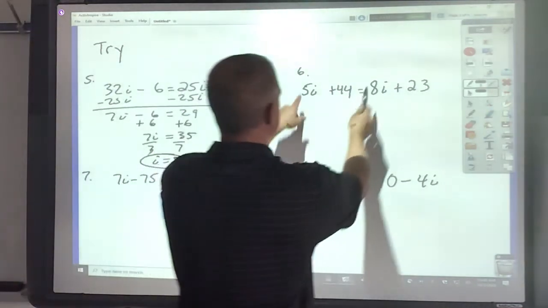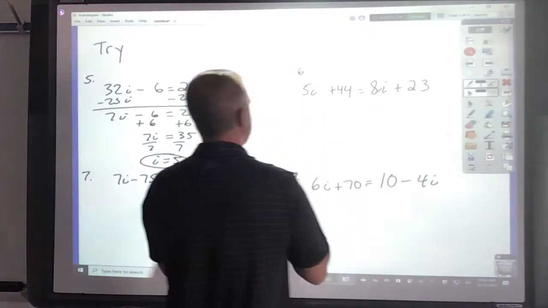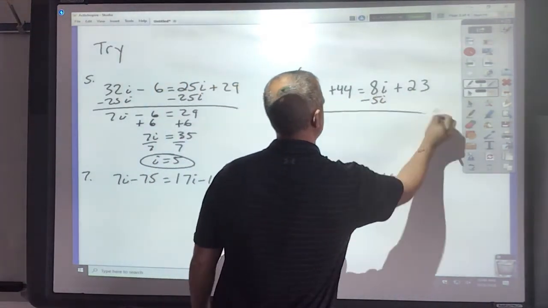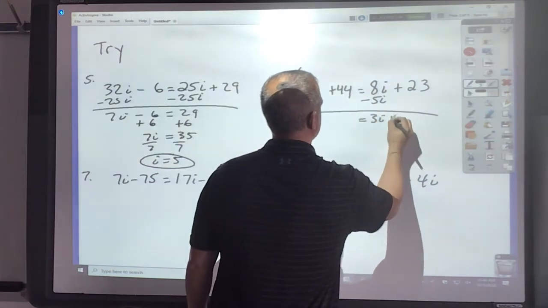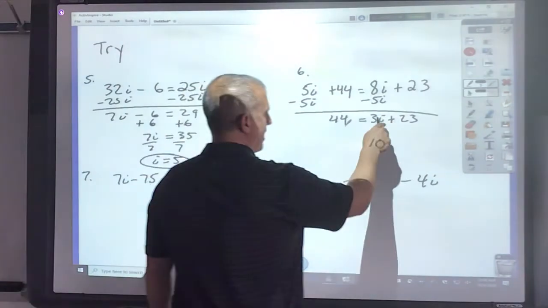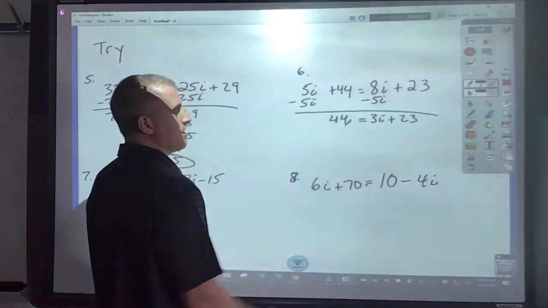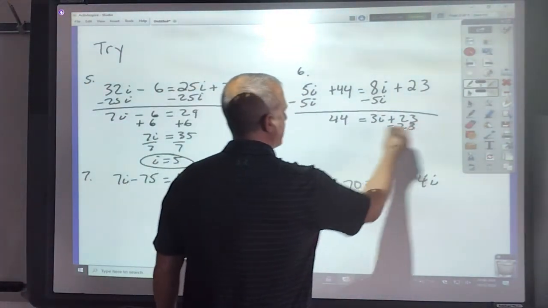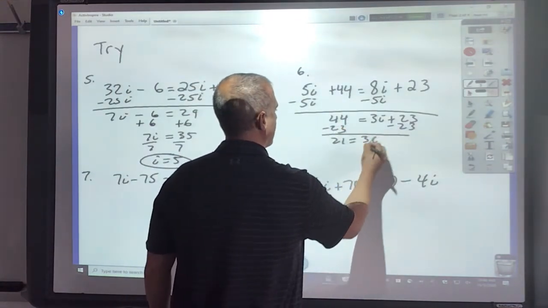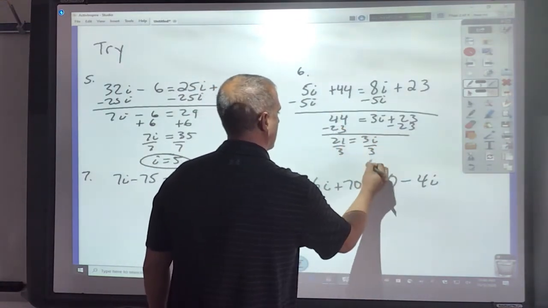These two, I'm given a choice of moving 5i or 8i. I'm going to move 5i through subtraction. That's going to be 3i plus 23 equals 44. Given the choice of moving 3 or 23, I'm going to move the separating first, which is minus 23. That'd be 21 equals 3i. Divided by 3, i is 7.